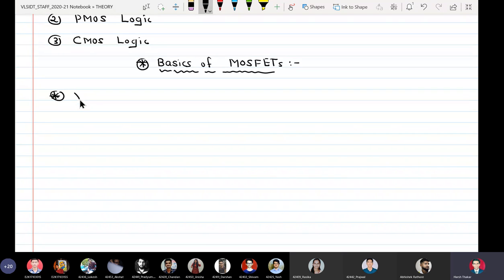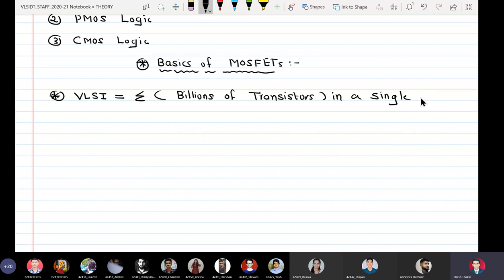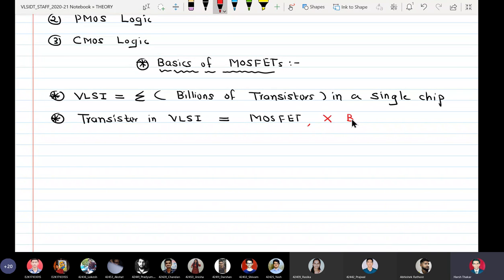So we already told before that VLSI is nothing but a combination of transistors on a single chip, and we told that when we speak about a transistor in the field of VLSI, we actually mean a MOSFET, not a BJT, because of reasons you already know.